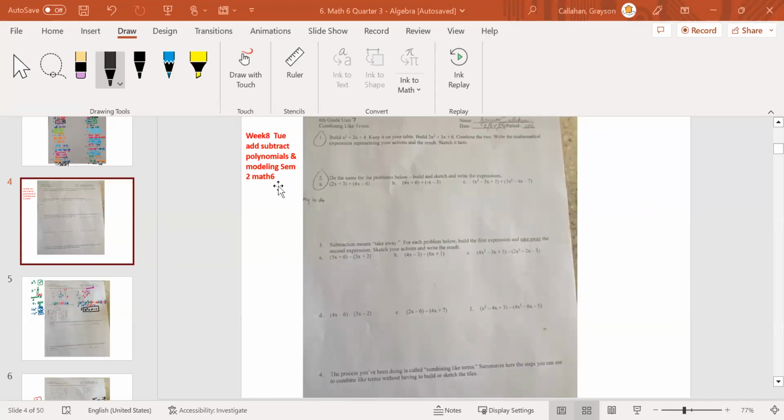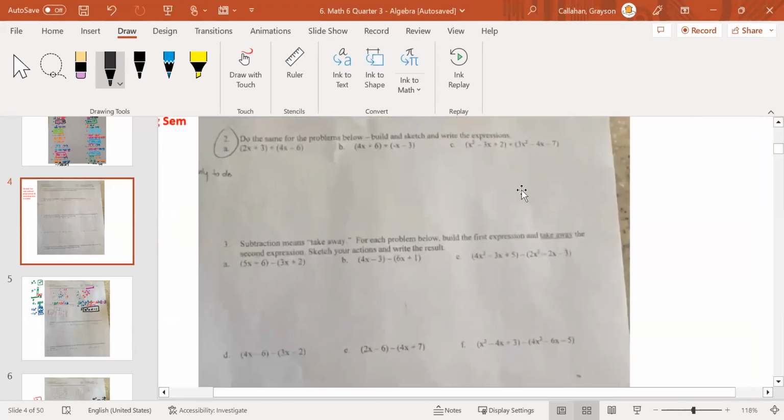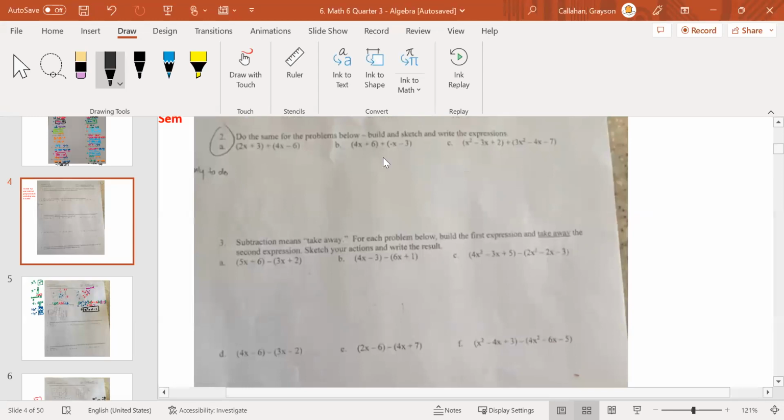Okay, so we're gonna go back to week 8 Tuesday's lesson on adding and subtracting polynomials. Now, we didn't finish everything here, so we're just gonna go ahead and complete the remaining portions of this.